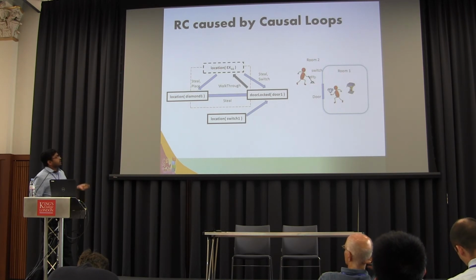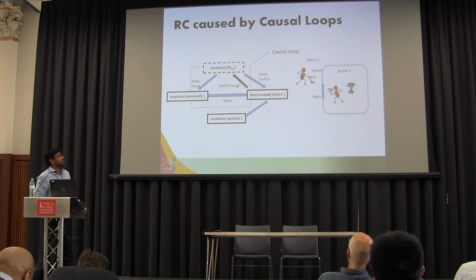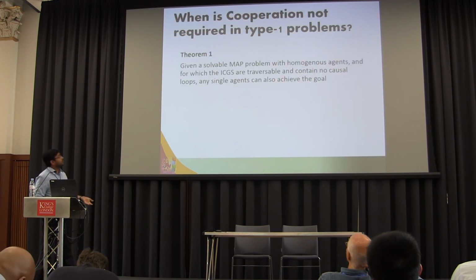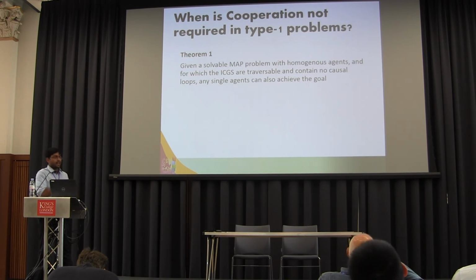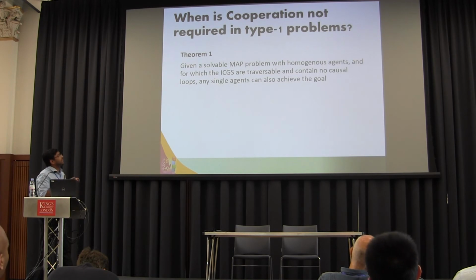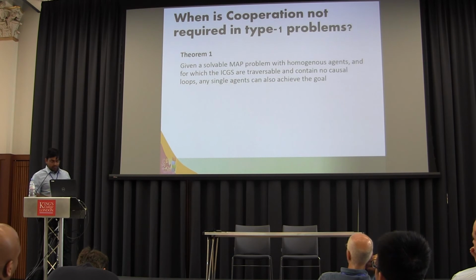So what's going on here? The basic idea is that here we have a causal loop, and we find that whenever there are causal loops in the causal graph, that can also cause you to require cooperation between agents. So this brings us to our first theorem that we proved in our paper, which basically says that if a given problem has a causal graph which is traversable and contains no causal loops, then we can be sure that a single agent can be used to completely solve the problem.